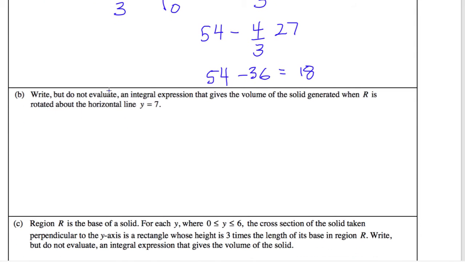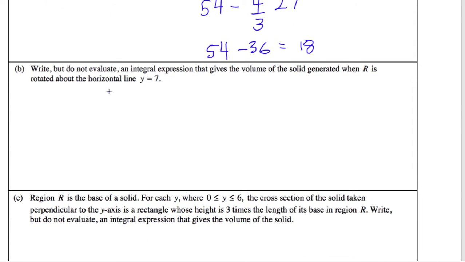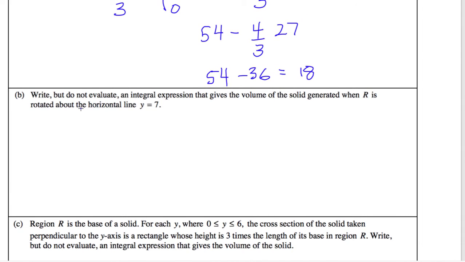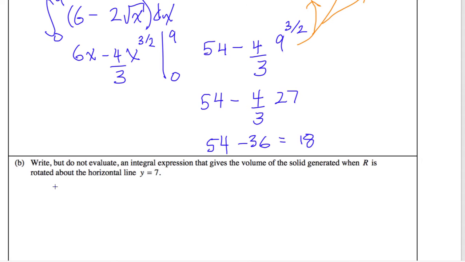All right, on to part B. We have 6 more minutes left for class. I really want to talk about C in depth, so let's go through this one quickly. Rotate around y equals 7, so I just need to subtract. So it's 6 minus 7, that thing squared, minus 2 square root of x minus 7.